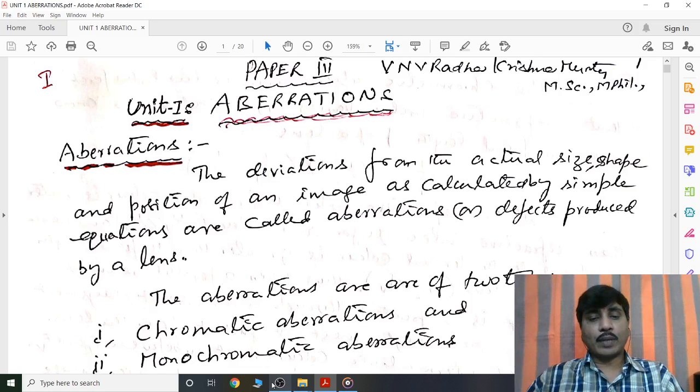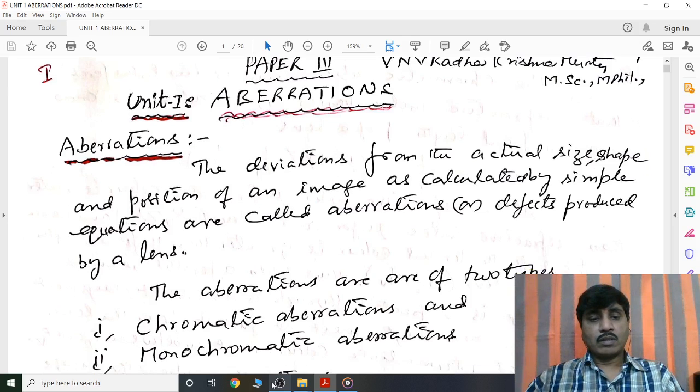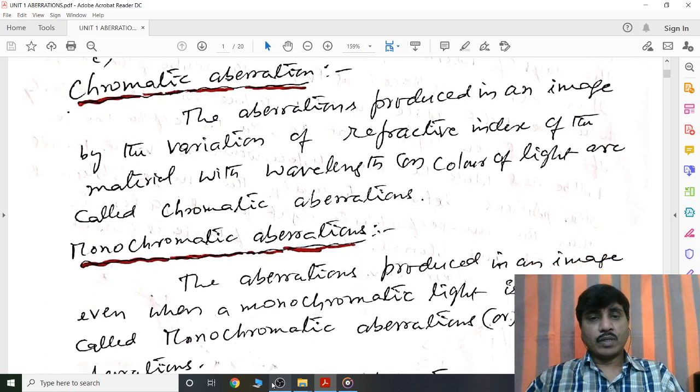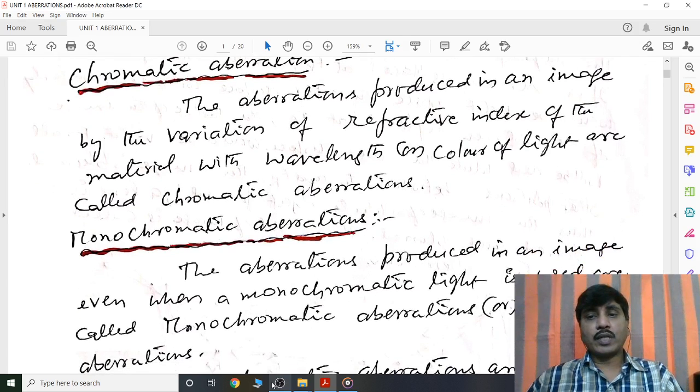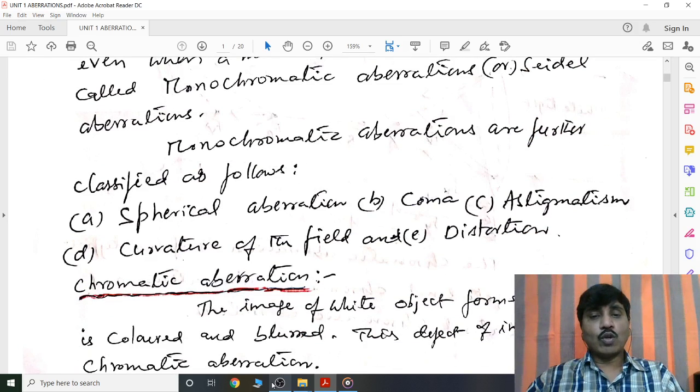The aberrations are of two types: chromatic aberrations and monochromatic aberrations. Chromatic aberration: the aberrations produced in an image by the variation of refractive index of the material with the wavelength or color of light are called chromatic aberrations. Monochromatic aberrations: the aberrations produced in an image even when a monochromatic light is used are called monochromatic aberrations. Monochromatic aberrations are of five types: spherical aberration, coma, astigmatism, curvature of field and distortion.